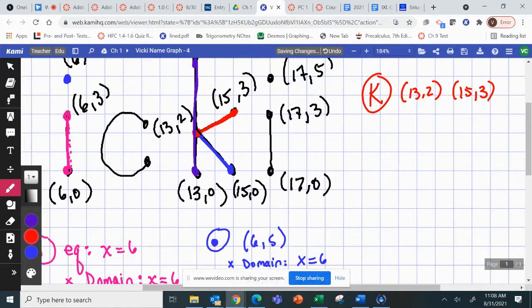I have to find the equation. How can I find the equation through 2 ordered pairs? Step 1. Find the slope. Good job, Elijah. So my step 1 is going to be m equals 3 minus 2 over 15 minus 13. So I'm doing y2 minus y1 over x2 minus x1, so I get 1/2. So my slope is 1/2.